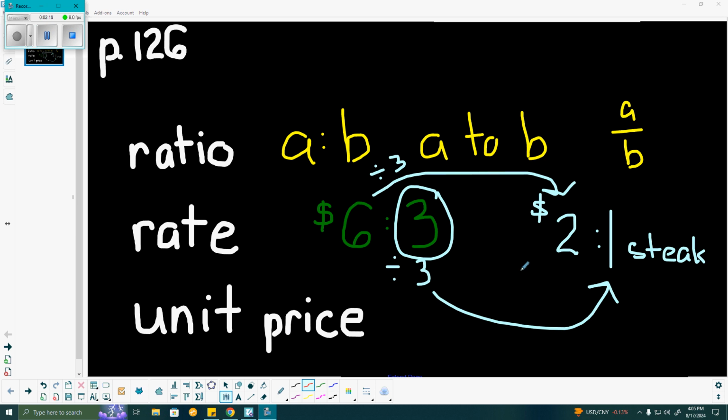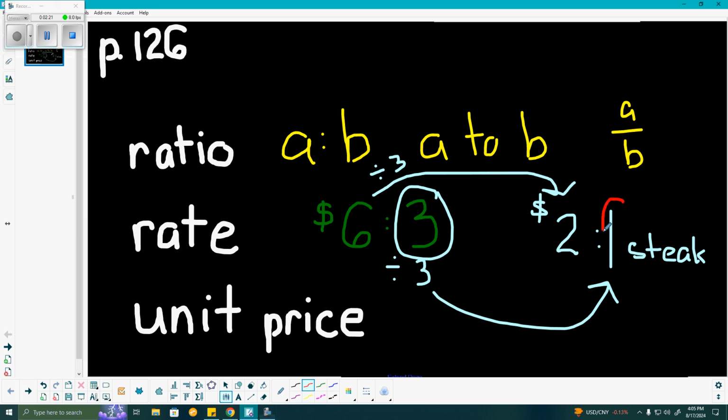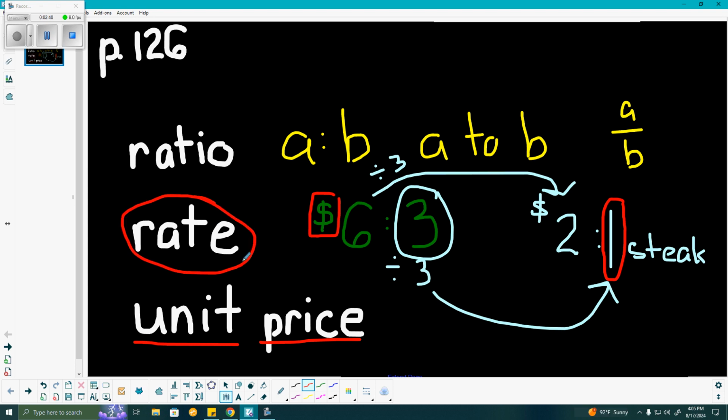Now, anytime where we are looking at our second term and making it 1, that is what's known as a unit rate. When we specifically talk about money, that is what's known as a unit price. A unit rate can be expressed as per hour or per day. It can be expressed in a lot of different ways.